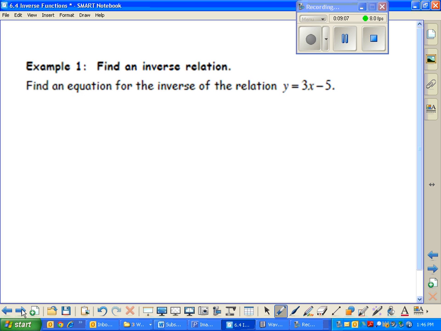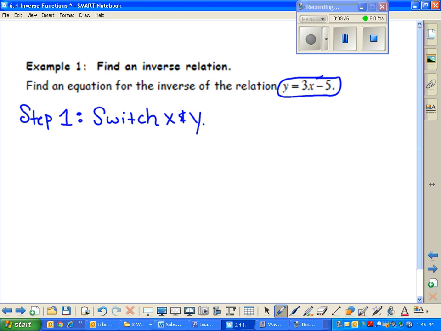These are pretty straightforward problems, I think, in my opinion. Step 1, we switch x and y, or interchange x and y. So you look at your original function up here. There it is. See it? y equals 3x minus 5. We're going to interchange our x and our y. So instead of writing y equals 3x minus 5, we write that as x equals 3y minus 5.